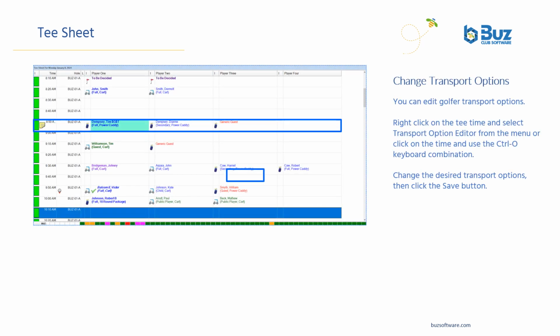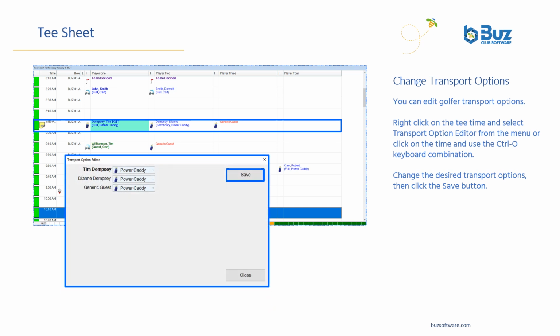Change transport options. You can edit golfer transport options. Right-click on the tee time and select Transport Option Editor from the menu, or click on the time and use the Control-O keyboard combination. Change the desired transport options, then click the Save button.